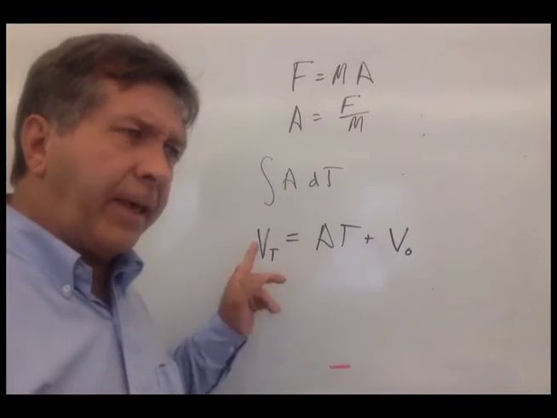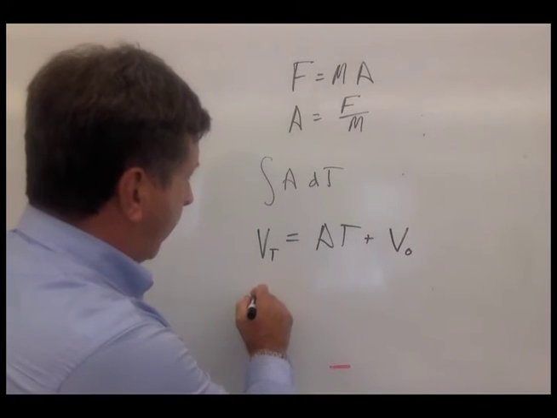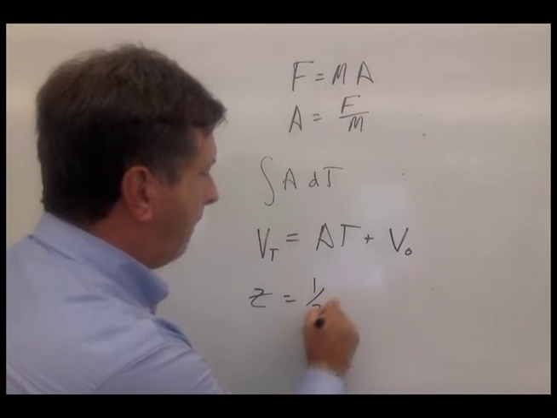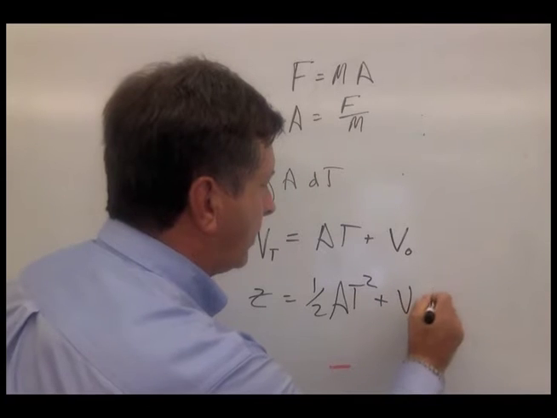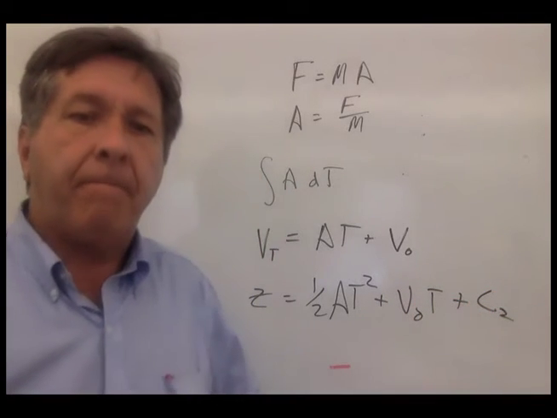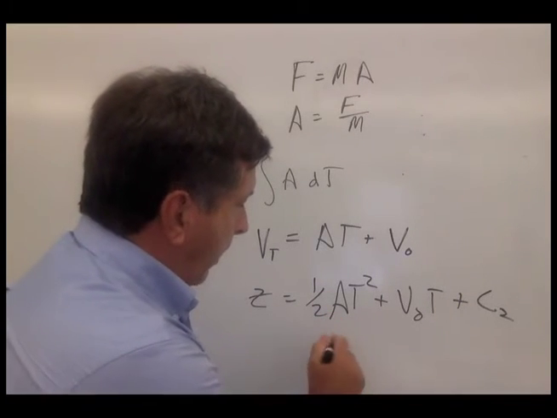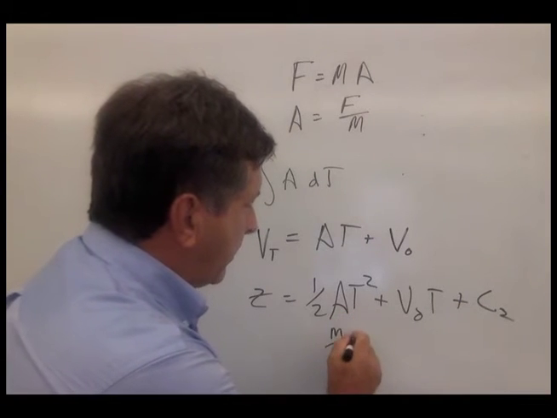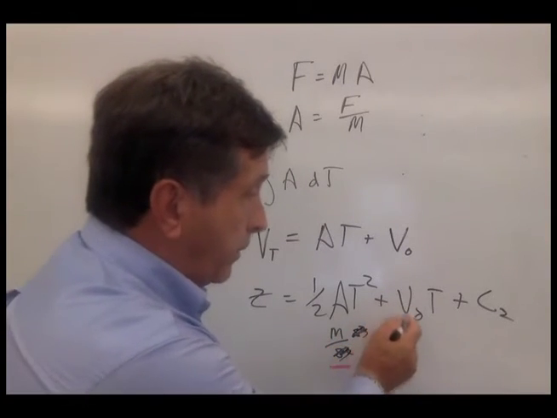If we take the integral of velocity, we're going to get some new thing, and that's going to equal 1/2 at squared plus v0t plus some new constant. Now, let's look at the units here. Acceleration is meters per second squared. Time is seconds, so that's seconds squared. The units of this are meters. Meters per second times second.